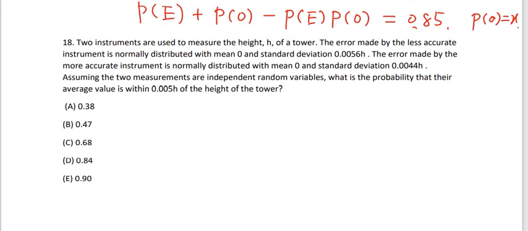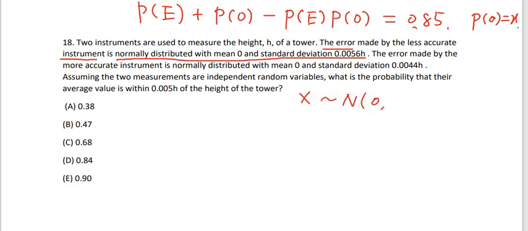So for problem 18, say we have two instruments. We use them to measure the height of a tower. So they will produce some errors. The error made by this instrument is normally distributed with mean zero and some standard deviation. We can regard this as X. So X is the error made by this one, and X follows a normal distribution with mean zero and this standard deviation.